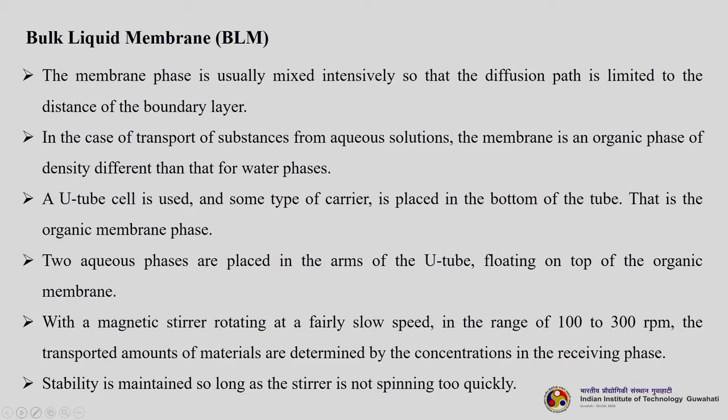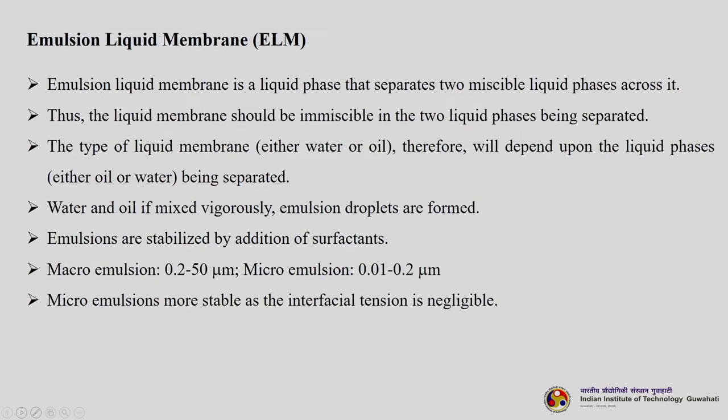Now, the membrane phase is usually mixed intensively, so that the diffusion path is limited to the distance of the boundary layer. This is very important. In the case of transport of substances from aqueous solution, the membrane is an organic phase of density different than that of the water phases. A U-tube cell is used, and some type of carrier is placed at the bottom of the tube, that is the organic membrane phase. Two aqueous phases are placed in the arms of the U-tube, floating on top of the organic membrane, with a magnetic stirrer rotating at a fairly slow speed, in the range of 100 to 300 rpm. The transported amounts of materials are determined by the concentrations in the receiving phase. Stability is maintained as long as the stirrer is not spinning too quickly, otherwise the liquid membrane will break.